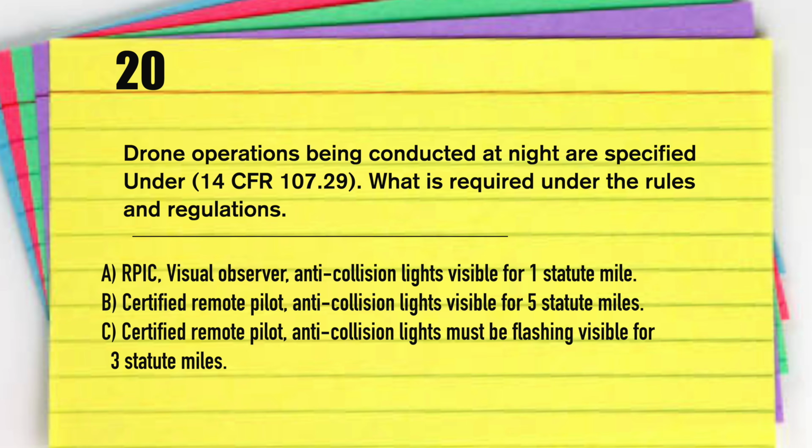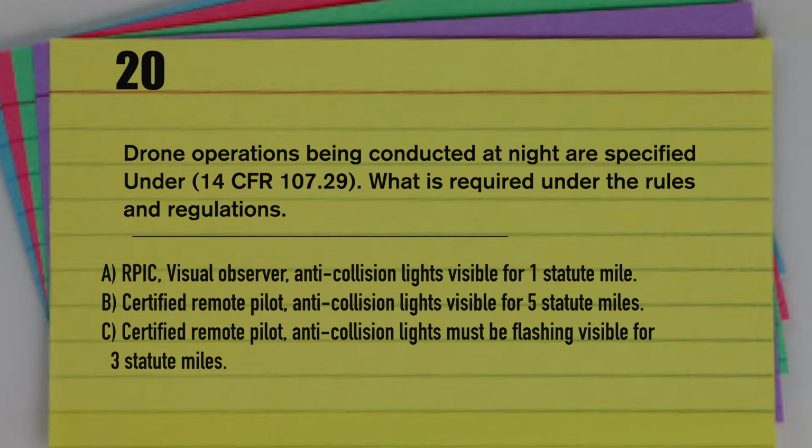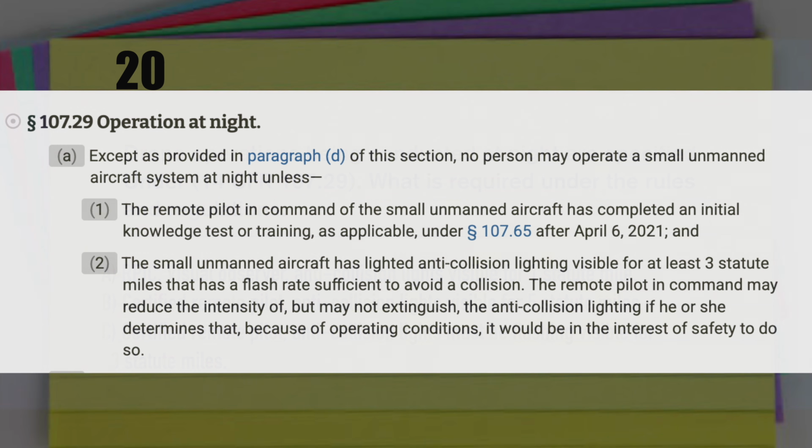And you see the multiple choice answers below. Which one do you think would be appropriate? Well, let me show you what is written under the Code of Federal Regulations. Part 107.29, Operation at Night. Read this when you have time, but I'm pointing to 3 crucial things that are required if you want to fly your drone at night.